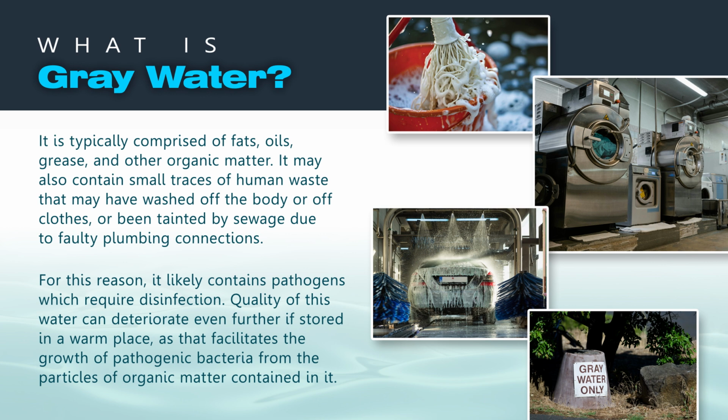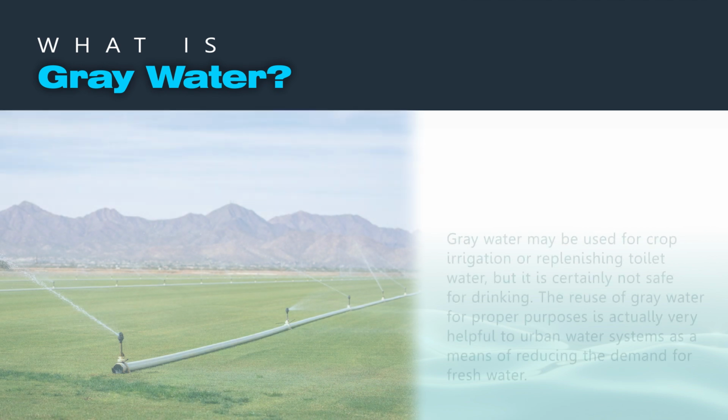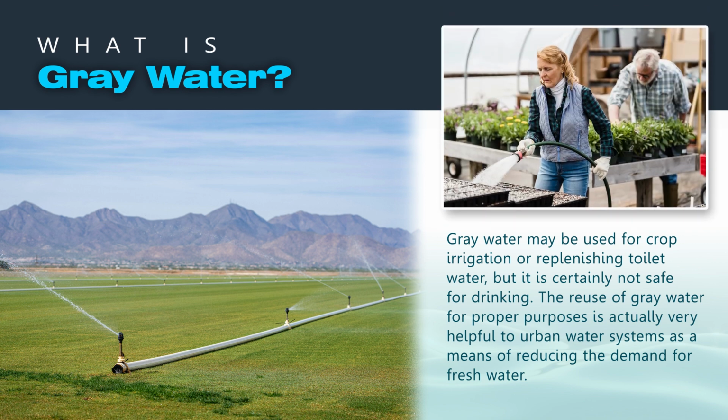Quality of this water can deteriorate even further if stored in a warm place, as that facilitates the growth of pathogenic bacteria from the particles of organic matter contained in it. Gray water may be used for crop irrigation or replenishing toilet water, but it is certainly not safe for drinking. The reuse of gray water for proper purposes is actually very helpful to urban water systems as a means of reducing the demand for fresh water.